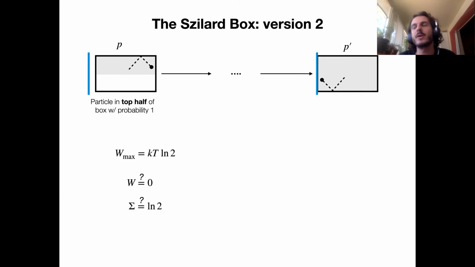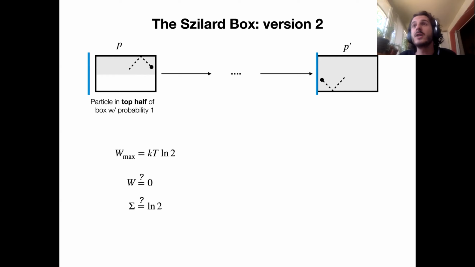It's kT log 2. So what the second law says in this example is the most you can possibly extract is kT log 2. But intuitively, it seems that there's no way that we should really be able to extract any, or at least much, work from this box by using a vertical barrier, right? It's just not clear how you would do that.